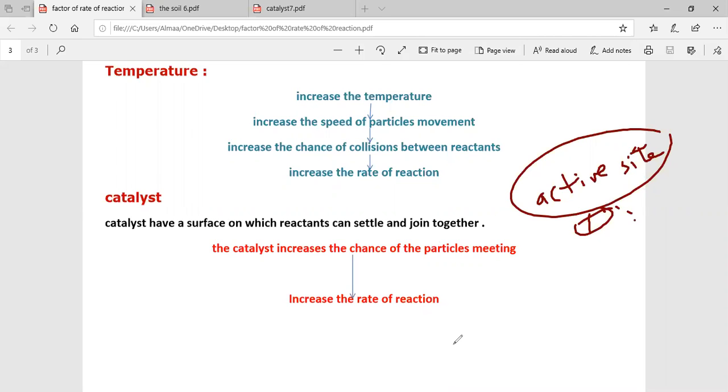Again, a catalyst is a chemical substance which speeds the chemical reaction. Each catalyst has a specific area on its surface. It's called the active site. What's the importance of the active site? The active site is a specific area on the catalyst where the particles of reactants meet. So it increases the chance of meeting of particles, so increases the rate of reaction.